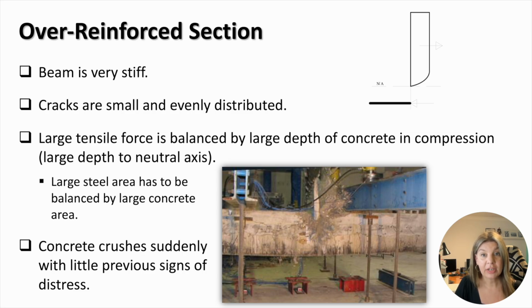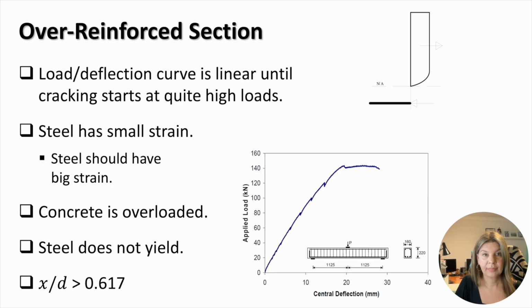The example of sudden crushing of concrete in the compression zone of an over-reinforced beam is shown in the picture on this slide. As you can see in the diagram, the load deflection curve is linear until cracking starts at quite high loads. The dips in the linear part represent the development of cracks in the tension zone of the beam. The plateau in the load deflection curve is very short and beam capacity for plastic deformation is very low.